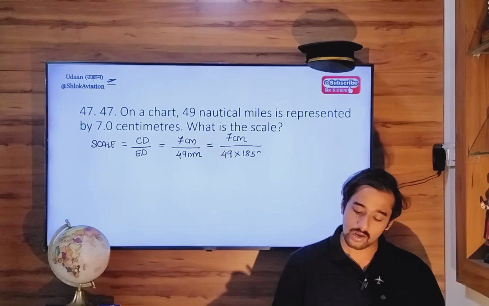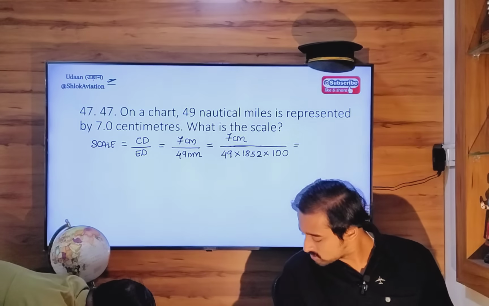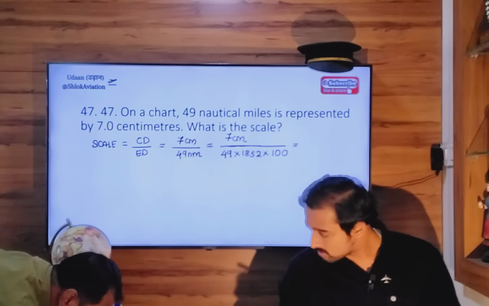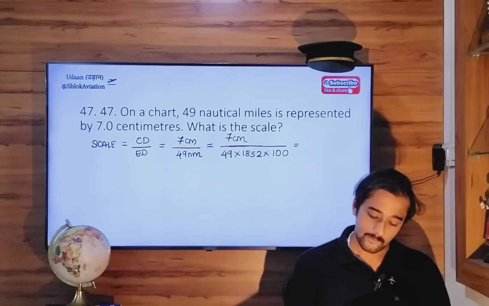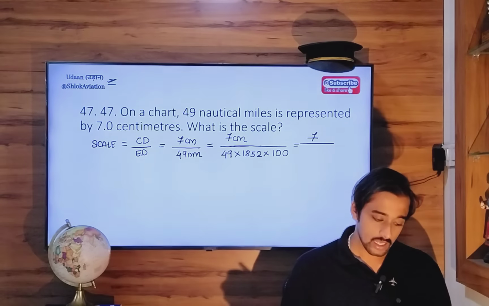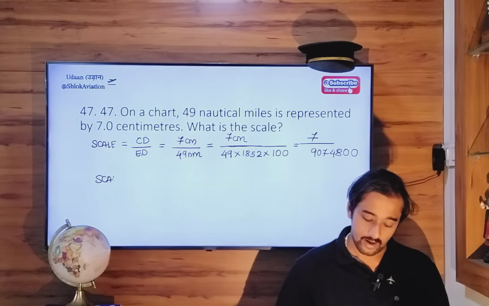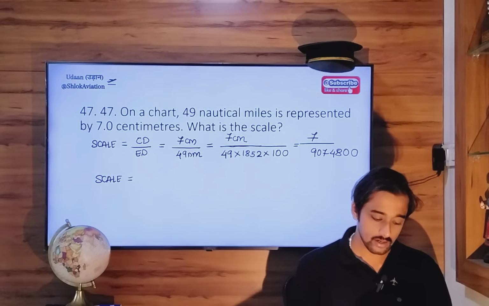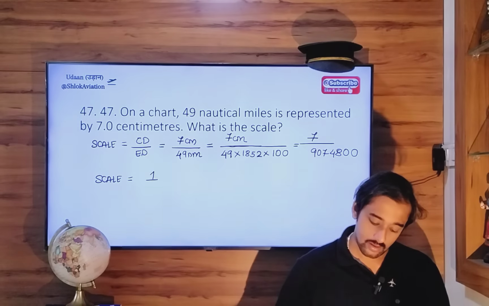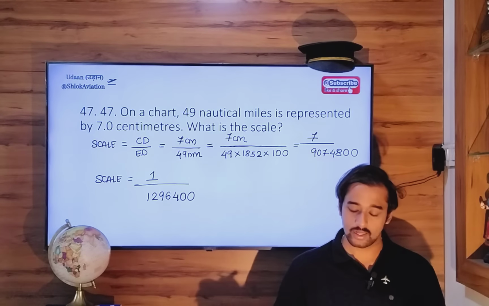1852 meter. Meter into centimeter is 100. So 7 divided by 49 into 1852 into 100. So 7 divided by 9074800. Again divide numerator and denominator by 7. You get 1 divided by 1296400. So this is the final answer. Scale is 1 divided by 1296400.